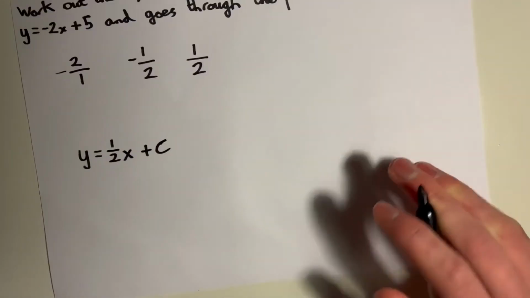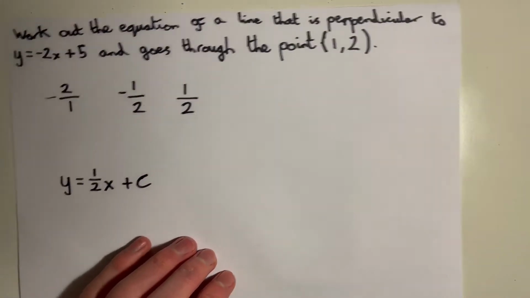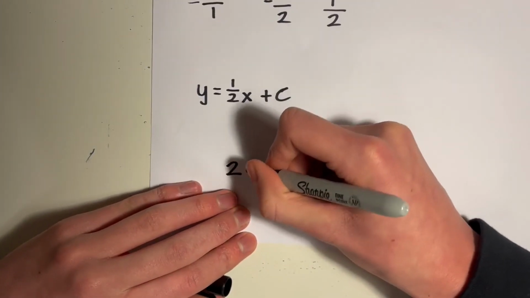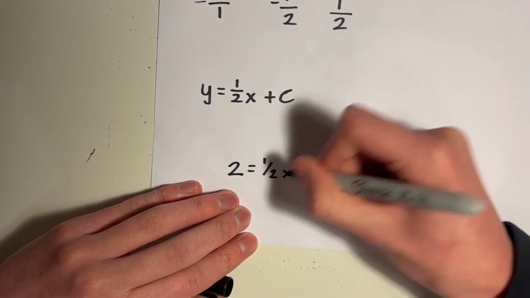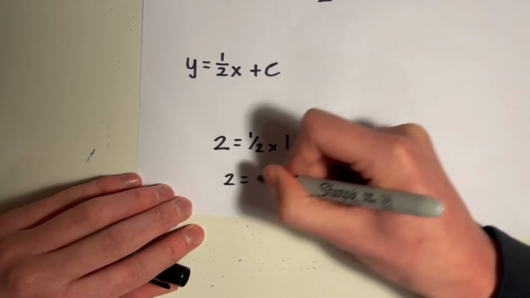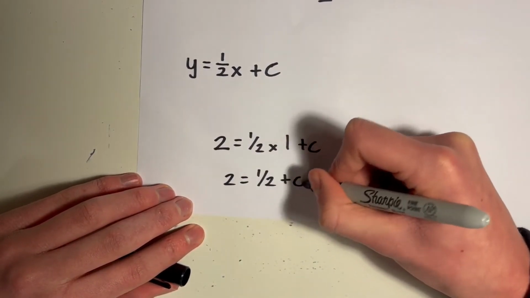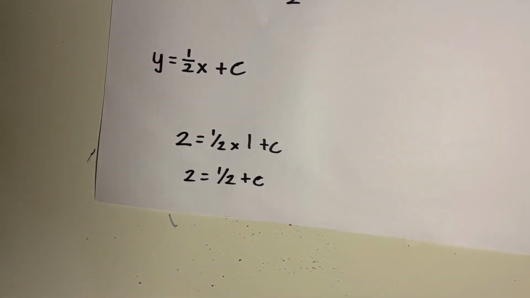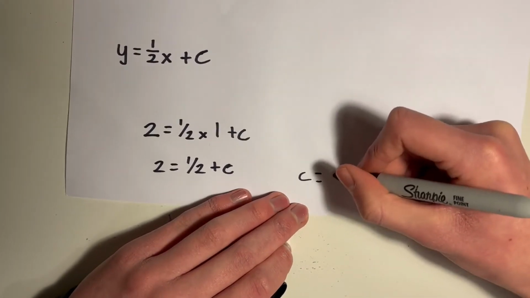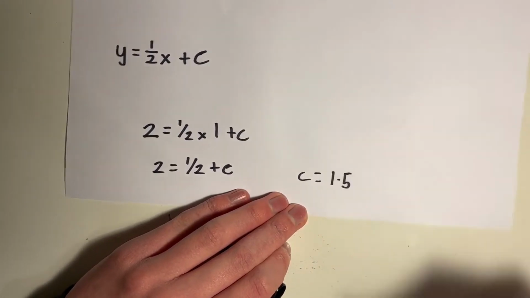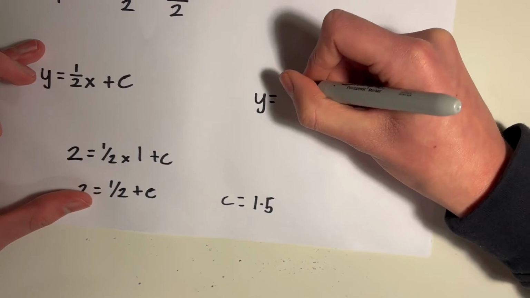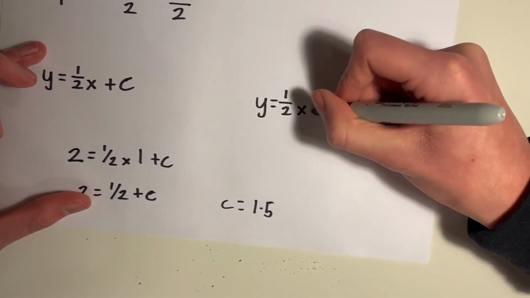We also know a y coordinate and an x coordinate from the points it goes through. So y is 2 equals a half times 1 plus c, which would just be 2 equals a half plus c. So then if we minus a half from both sides, we get c equals 1.5, or 1.5, whatever you want to write it as. So then we can make the final equation, which is y equals half x plus 1.5.